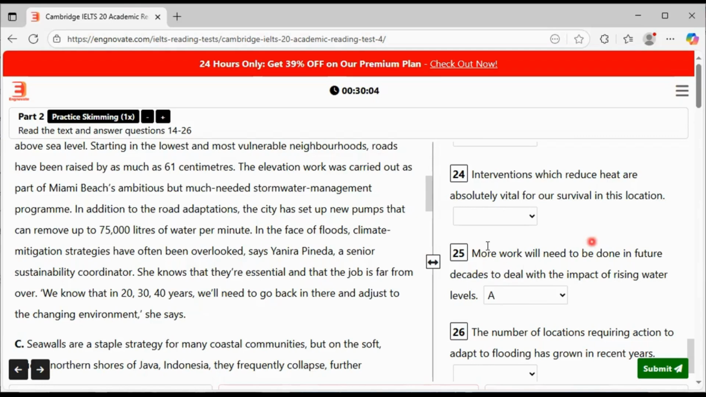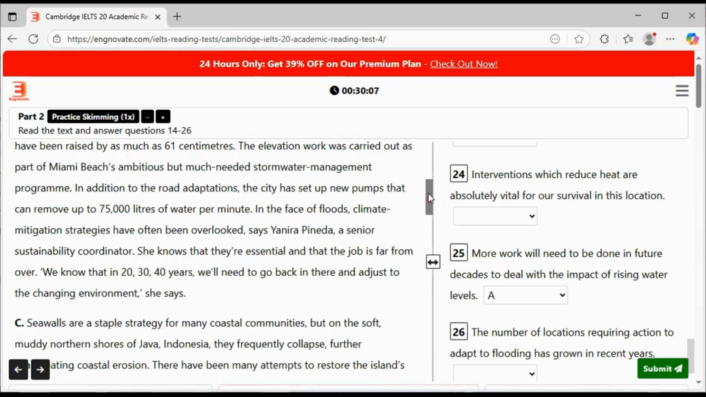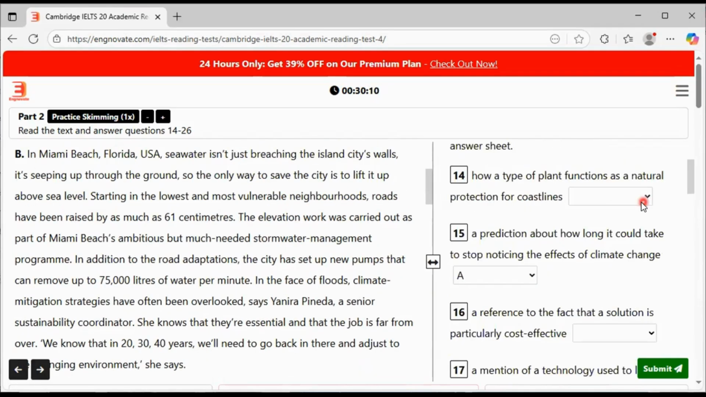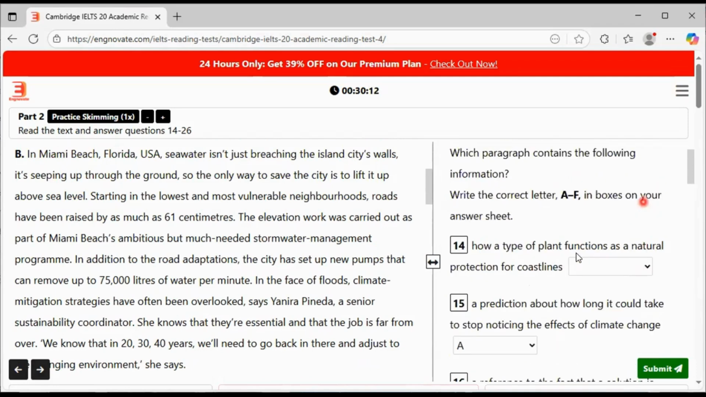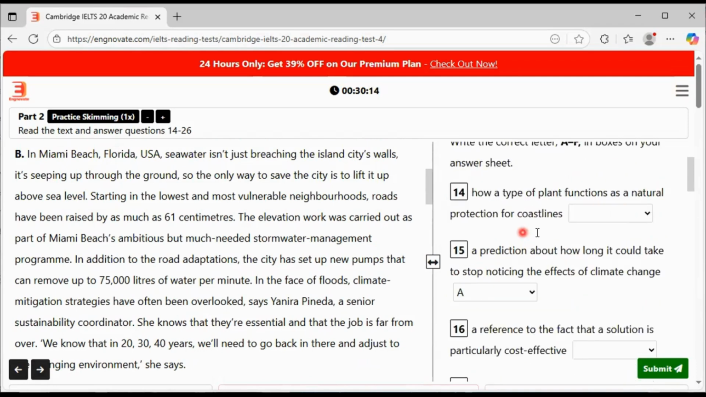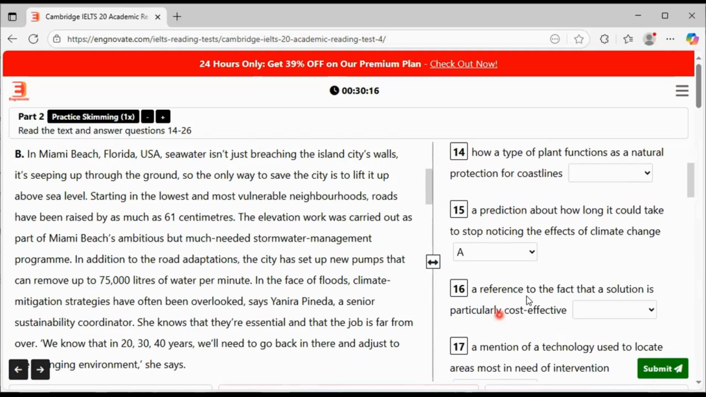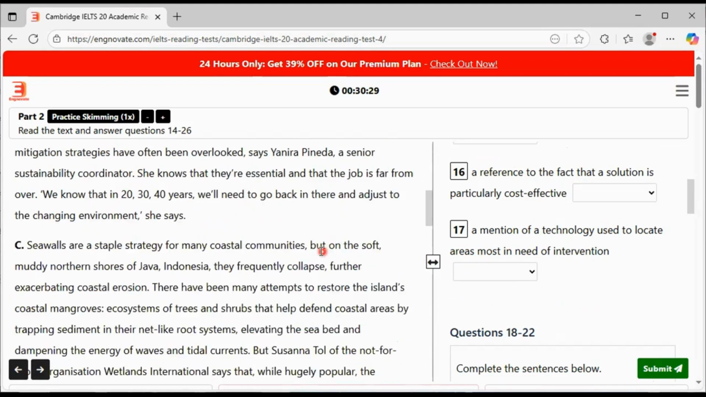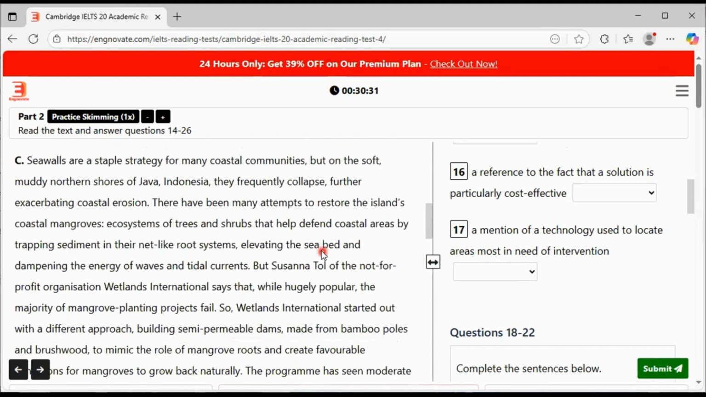So, I've read this paragraph B. Let me check the matching information questions. Is there anyone I can solve? Plant function, no. Prediction, I've solved number 15. Preference, a reference to the fact that it's cost effective. They did mention cost here. Number 17, technology that is used to locate areas, no, they didn't mention it here. So there's nothing for the matching information questions. Let me move to paragraph C now.